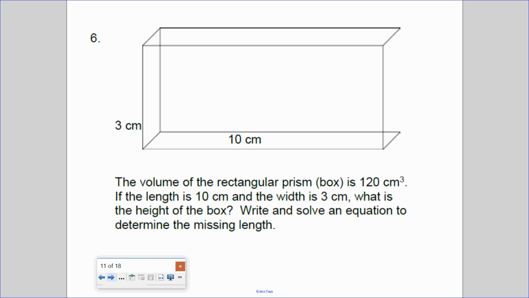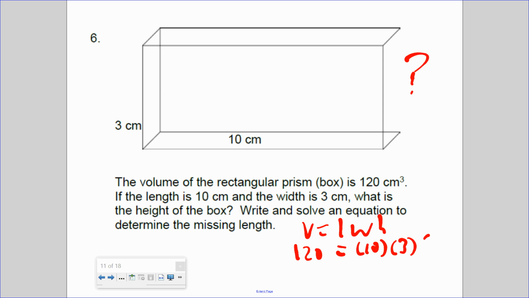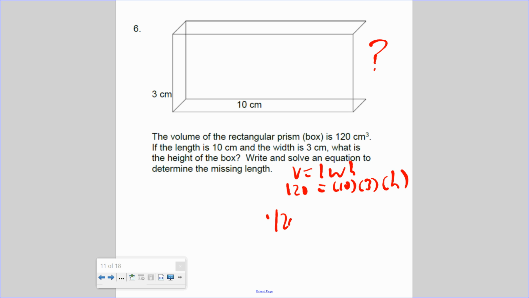And last but not least, number 6. The volume of the rectangular prism is 120 cubic centimeters. The length is 10, the width is 3. What is the height? I forgot to tell you what this is. Write and solve an equation to determine the missing length. So V equals length times width times height. We know the volume is 120, the length is 10, the width is 3, but we don't know the height. So 120 equals 10 times 3, which is 30, times height.